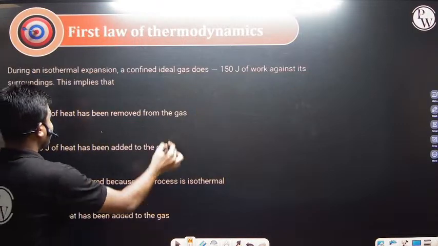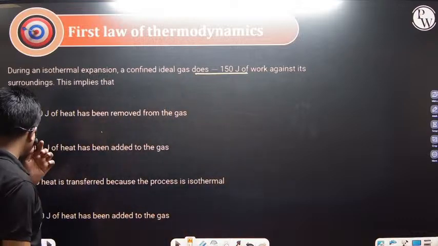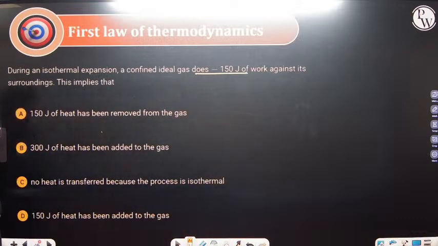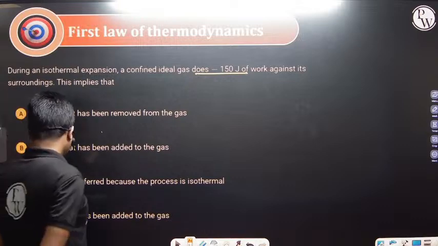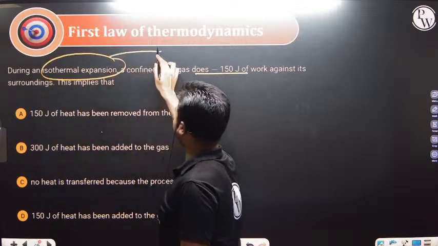During an isothermal expansion, a confined ideal gas does minus 150 joule of work against the surrounding. This implies how much heat has been removed from the gas, or how much heat has been added to the gas, like that they're asking. Isothermal expansion. Okay, this question is a little early, no problem.